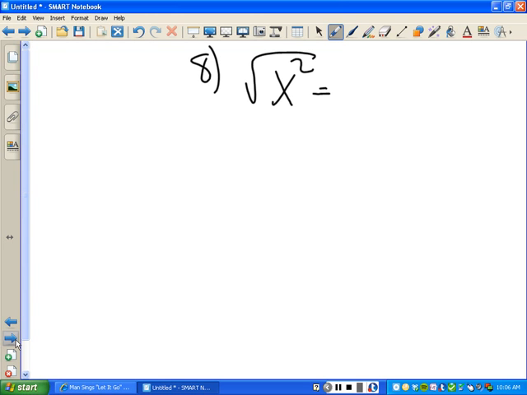Number 8, the square root of x squared is the absolute value of x. Why? Because the squared makes this be a positive number, yes? No matter what this is, the square turns it into a positive number. At the very worst, it turns it into 0. But if it's not 0, then it's a positive number. So you got to make sure your answer is a positive number. Well, how do you do that? You do that by using the absolute value.